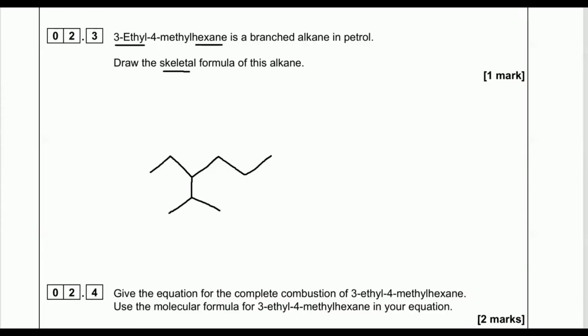Now I can draw it going this way. I could draw it going that way, but I'm going to stick with the first option. So like that, that's an ethyl group because it then has 2 carbons coming off the side. And then on the 4th carbon, we just want one side chain, which is the methyl. So just one straight line. And that is the skeletal formula for 3-ethyl-4-methylhexane.